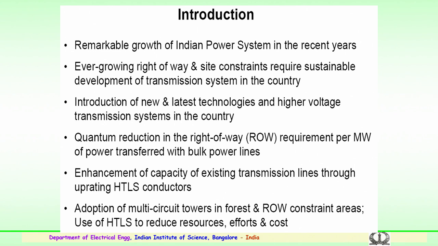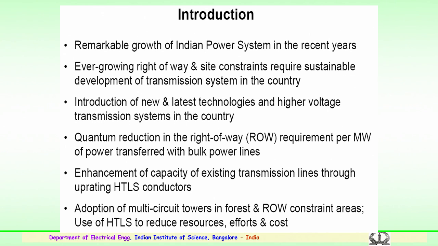The enhancement of the capacity of the existing transmission lines could be done by uprating the existing lines with the newer types of conductors available, that is the high temperature low sag conductors, which we briefly discussed, and how these conductors could be used for uprating or upgradation of the existing transmission lines. We will focus on this aspect, and also the adoption of multi circuit towers, particularly in forest areas where the right of way is a constraint.